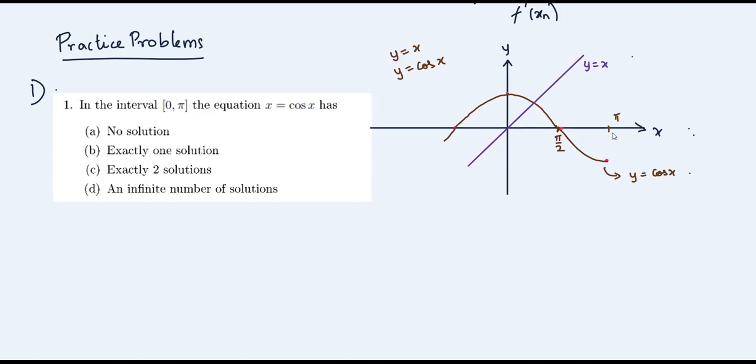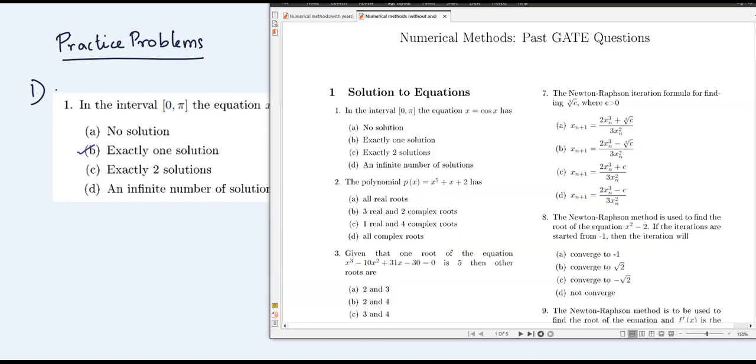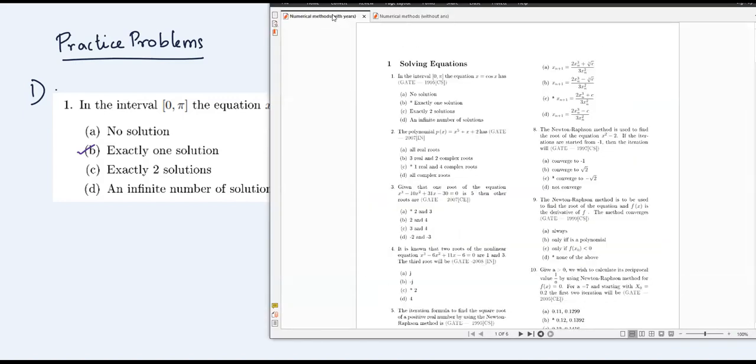And between 0 and pi, we see that this line will cut the curve only at one point between 0 and pi. So just graphically, we see and say that this has exactly one solution. So that's it. It's exactly one solution.